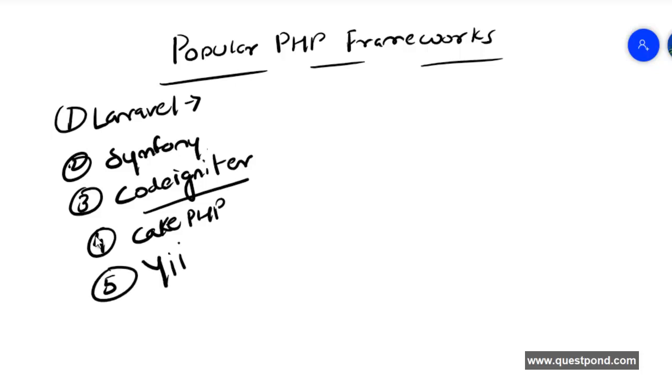Yii is an open source, object-oriented, component-based MVC PHP framework. Yii is a good choice for newcomers to PHP. Here they can easily learn more about working with databases or the MVC pattern. So guys, these are the top 5 trending frameworks.